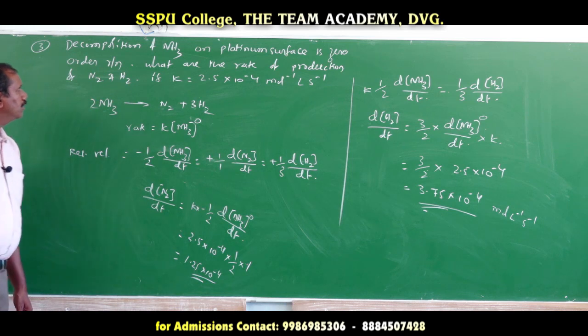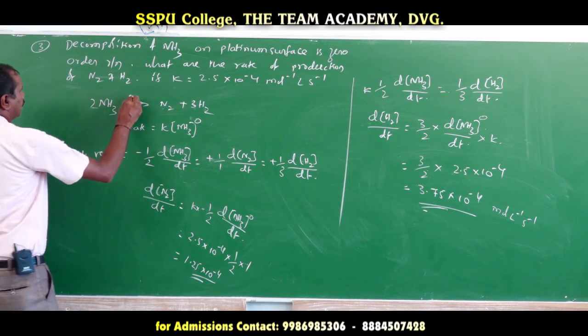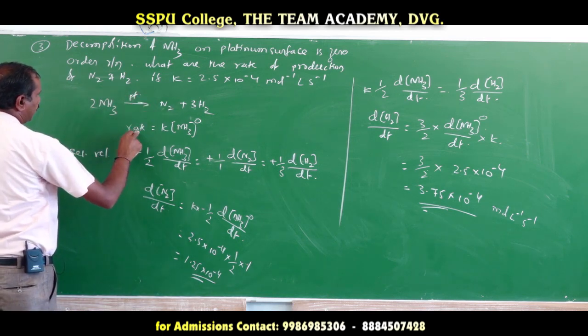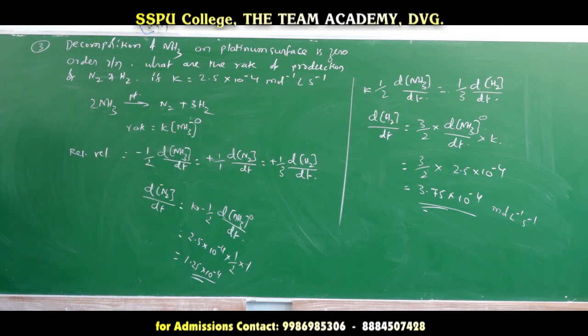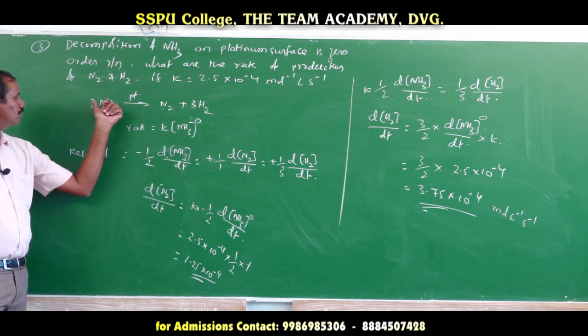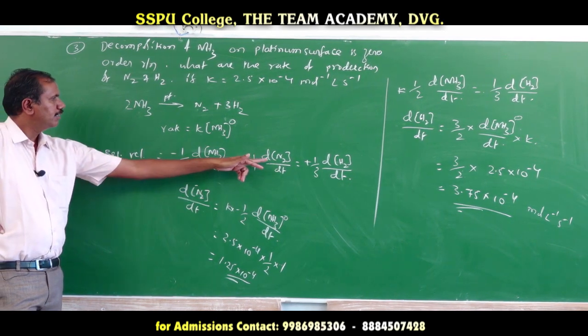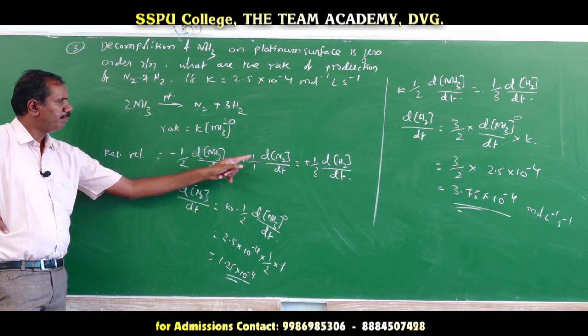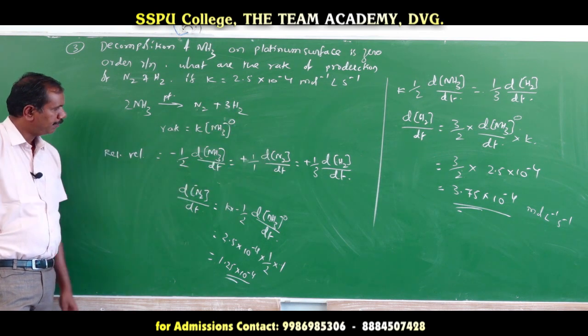So the decomposition of ammonia on platinum surface is a zero order reaction. Zero order means rate is equal to k into NH3, so the power should be 0. So for relative velocity we know that minus 1 by 2 into d of NH3 by dt equals 1 by 2 dN2 by dt, because number of moles is 2, it should be written in the denominator. For N2, 1 mole, 1 by 1, nothing but 1 only. For H2, 3 moles, 1 by 3 into dH2 by dt.